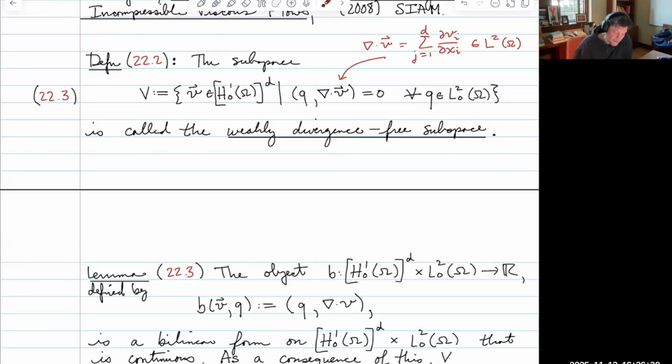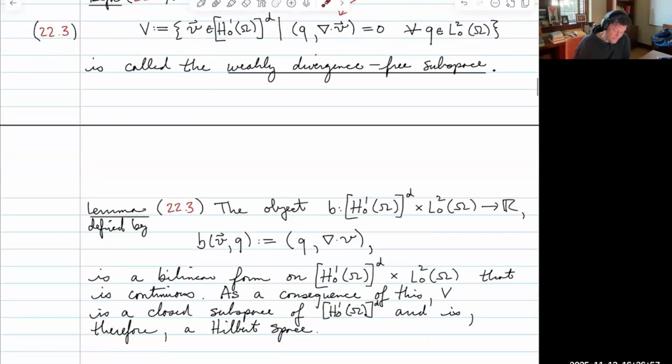And I'm going to demand for all such functions in this subspace that when I take the divergence of V and take its inner product with an arbitrary function, sorry, Q, from this space, I always get 0. So this is like an orthogonality condition, right? So if we give this space a special name, special branding, it's called V.